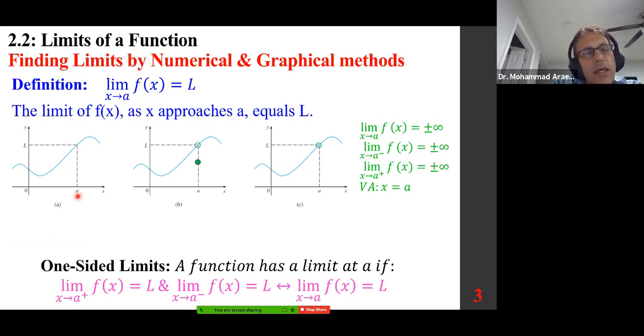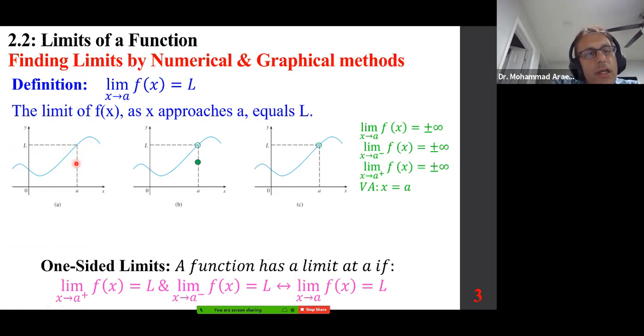In this case, we are looking at a from the left and right. Okay, we are approaching it this way. From the left and right, we are approaching it this way. And in all cases, we end up with L. The same thing for this one, the same thing for this one, and all of the above. Okay. However, what is the difference? And that's what I want to discuss.